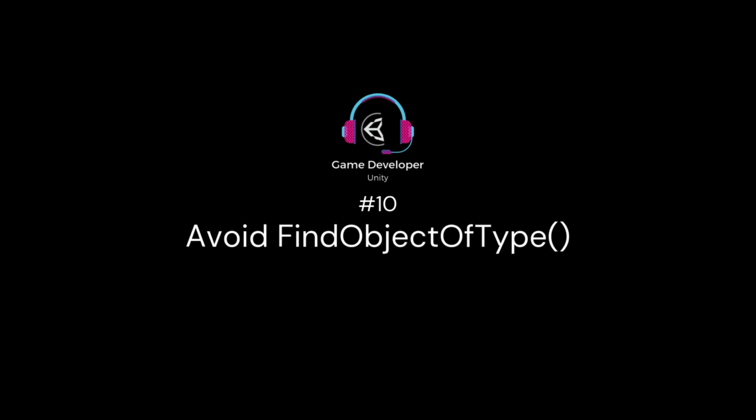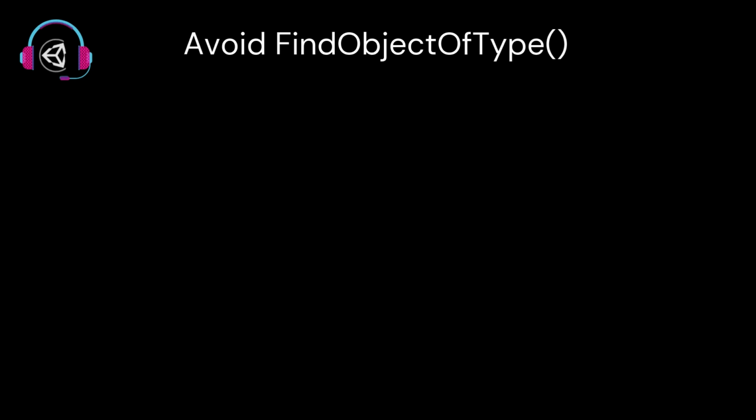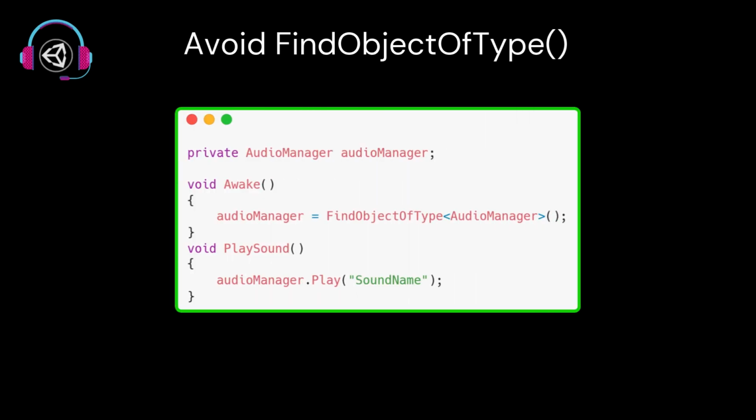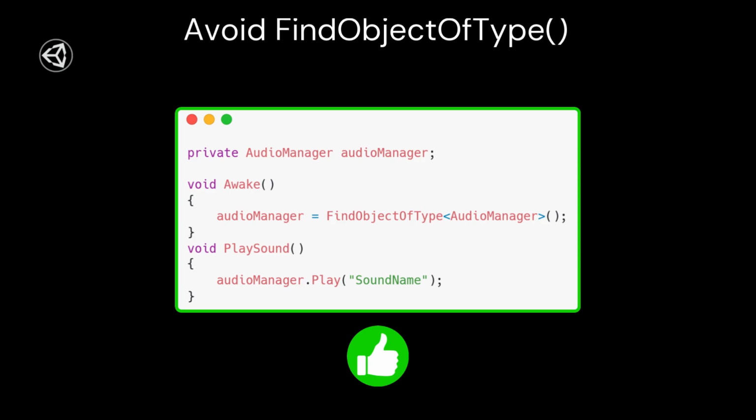Tip number 10: avoid FindObjectOfType. Like GameObject.Find, FindObjectOfType can be expensive as it iterates through all objects in the scene. Instead, try caching the result at Start or Awake and access it directly when needed.